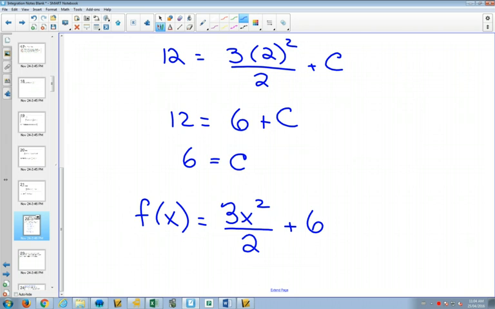So whenever we do the indefinite integral, whenever we work backwards, we always have to remember that we have to add c. When they give us more information, we can solve for that value. So in this case, since we knew that the original equation went through (2, 12), we could plug that in and solve for that.